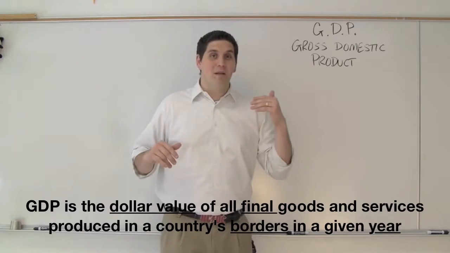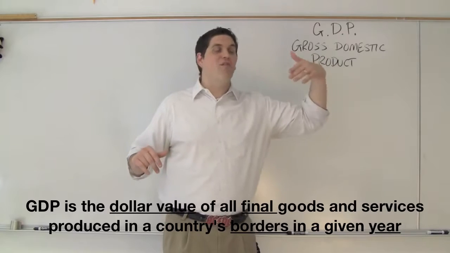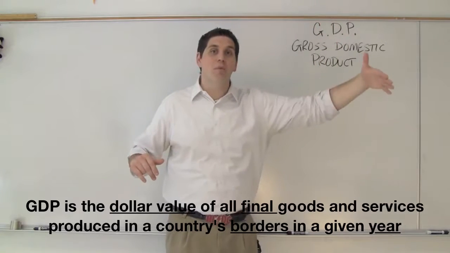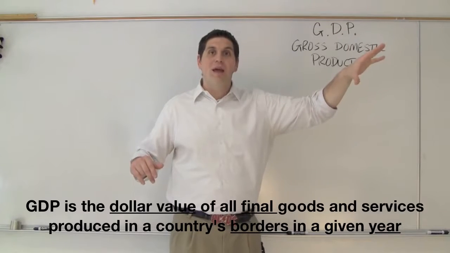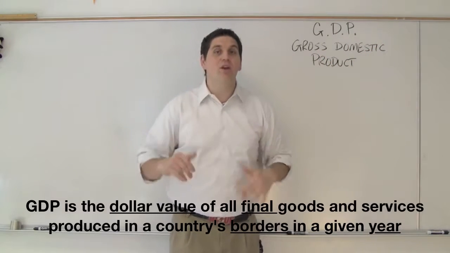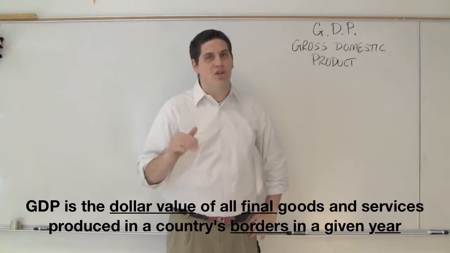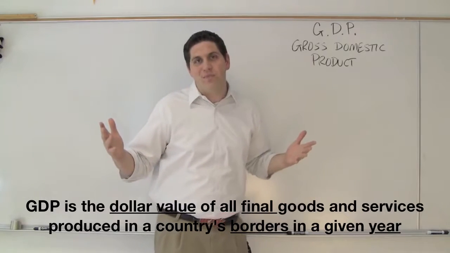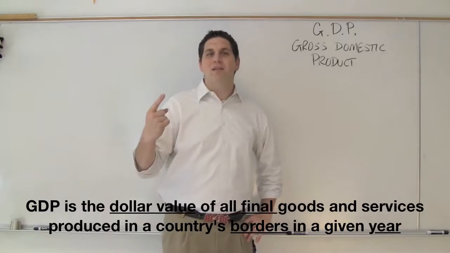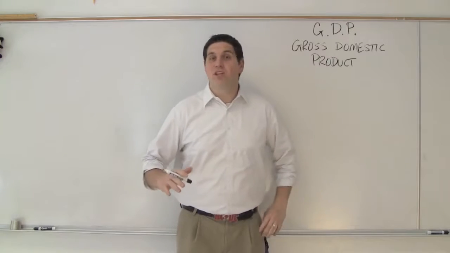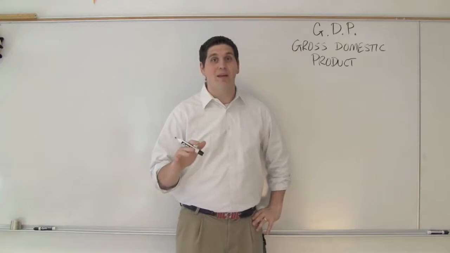Within its own borders means that if an American company like Ford produces cars in Germany, that counts towards the German GDP, right? And if Mercedes are built here in the United States, that counts towards the United States GDP. All right, in a given year, self-explanatory, it's one year's time. Even though GDP is looked at every three months, it's basically measuring one year. GDP is important because you're going to be using it for the rest of the semester, so pay attention.